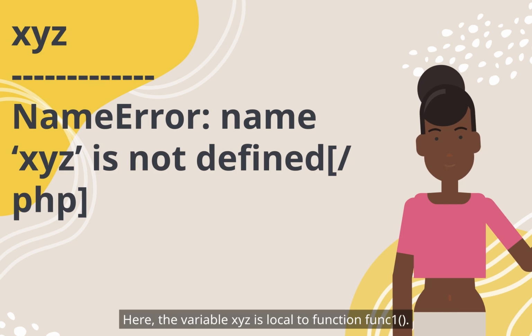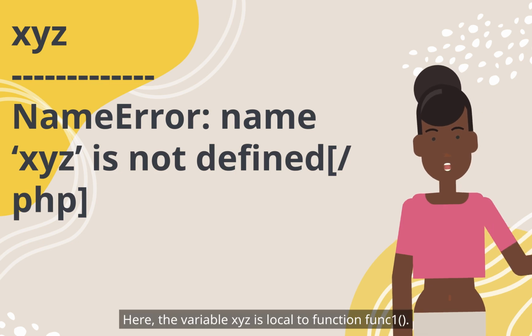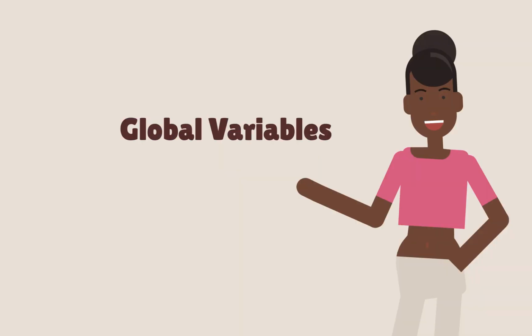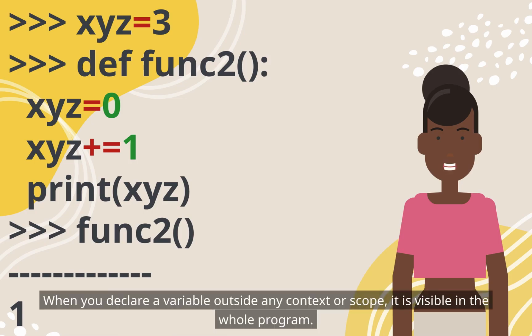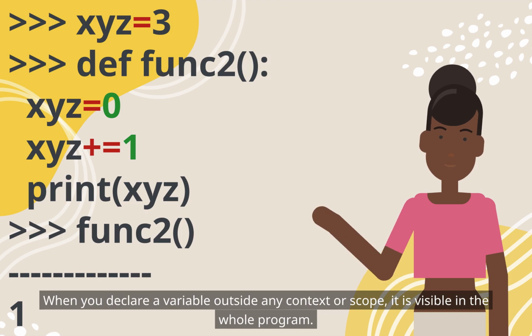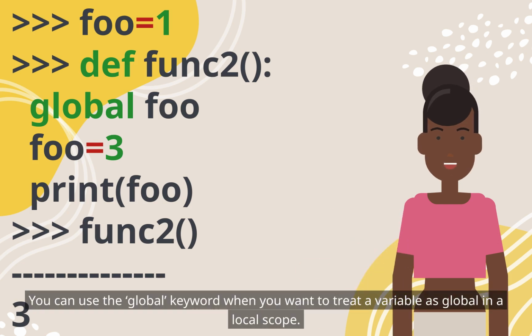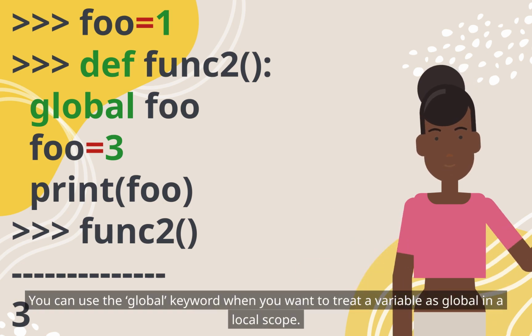Here, the variable xyz is local to function func1. When you declare a variable outside any context or scope, it is visible in the whole program. You can use the global keyword when you want to treat a variable as global in a local scope.